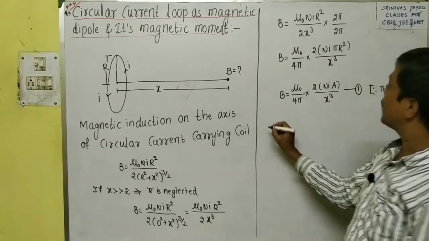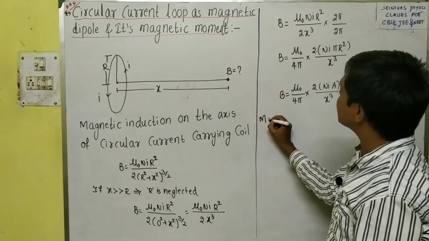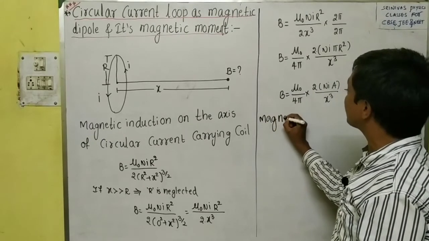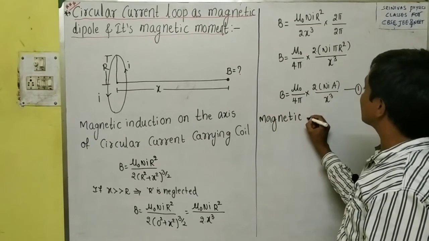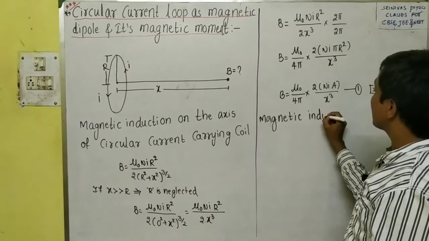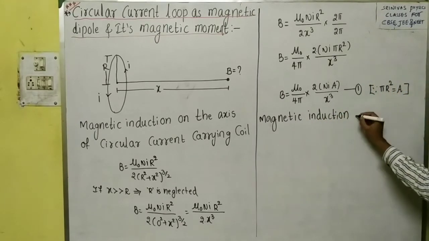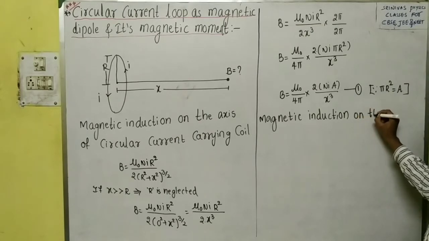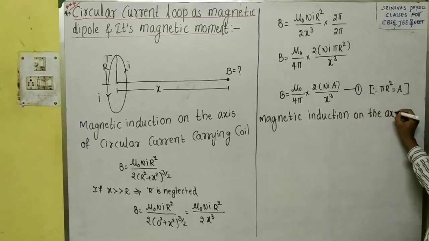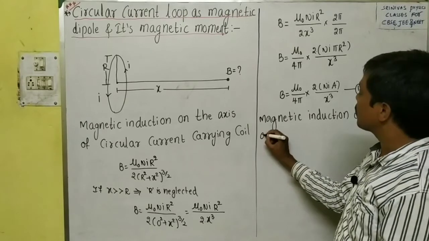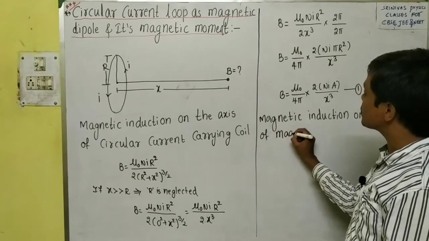Now, the magnetic induction on the axis of a magnetic dipole. What is the formula for that?